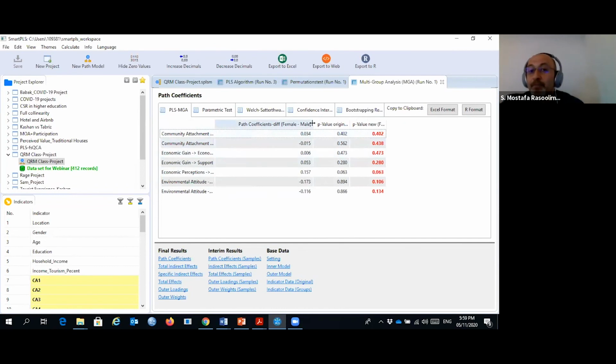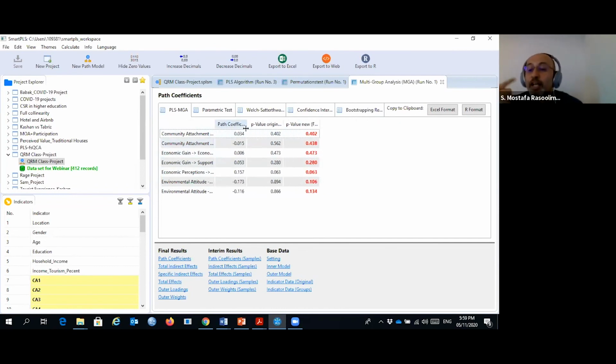So using MGA, in one run, in one analysis, we can get results for all relationships. But for interaction effects, we have to run them one by one. For performing MGA, we need to make sure about measurement invariance. At least we need partial measurement invariance. Okay, that's all.